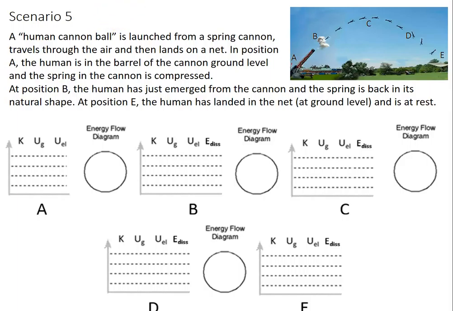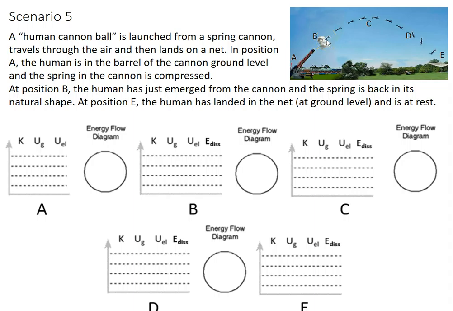Hi, we're going to go over the answers to the last two problems in this assignment on energy bar charts. We look at scenario 5. The human cannonball is launched from a spring cannon. I don't know if you knew this, but there is no explosion in the cannon. That would kill the person. So they have some kind of spring-like mechanism. Okay, maybe it's pneumatic in real life, but we're going to call it a big spring that has been compressed.